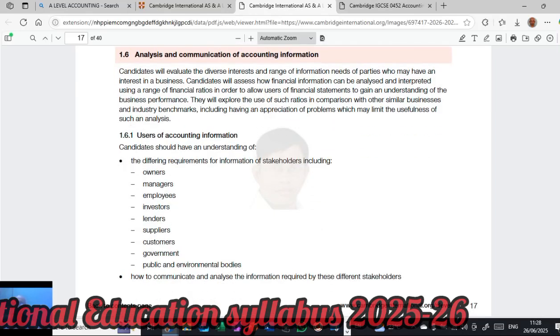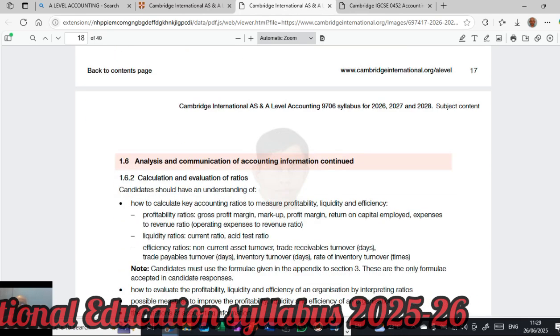Analysis and communication of accounting information. Candidates will have diverse interests and a range of information needs of parties with an interest in the business. Candidates will assess how financial information can be analyzed and interpreted using a range of financial ratios in order to allow users of financial statements to gain an understanding of business performance. So they will look at the use of accounting information. What are the different requirements of owners, managers, employees, investors? Why is accounting information required by all these people? Then the stakeholders, what do we mean by stakeholders? All these things we will be learning.